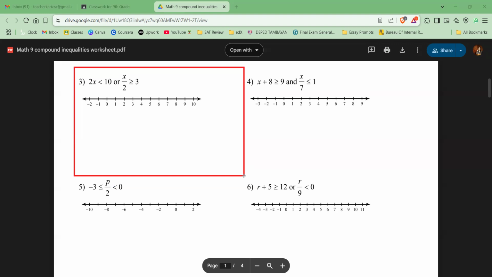If you divide both sides by 2x, you lose the x, it becomes 1. So you just divide both sides by 2. Remember how you solve for this separately, right? You solve x is less than 10, and you also solve x over 2 is greater than or equal to 3.